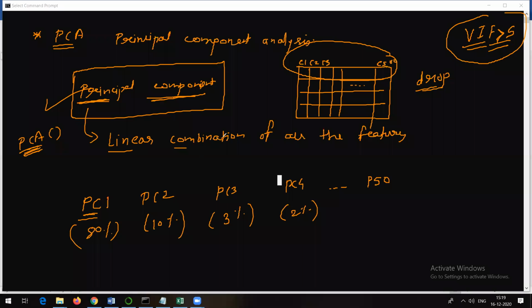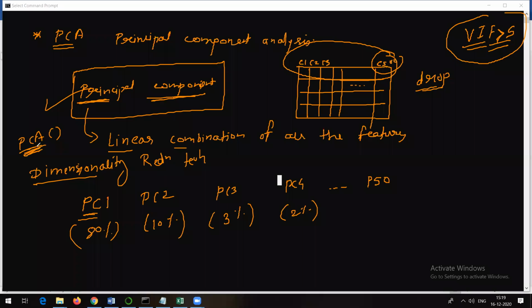PCA is what? It's a dimensionality reduction technique. Try to understand, but do not go according to the name. Dimensionality reduction technique. Now, see, there are 500 features in your data set. If you try to train the model on the 500 features, obviously it is going to take a lot of time.